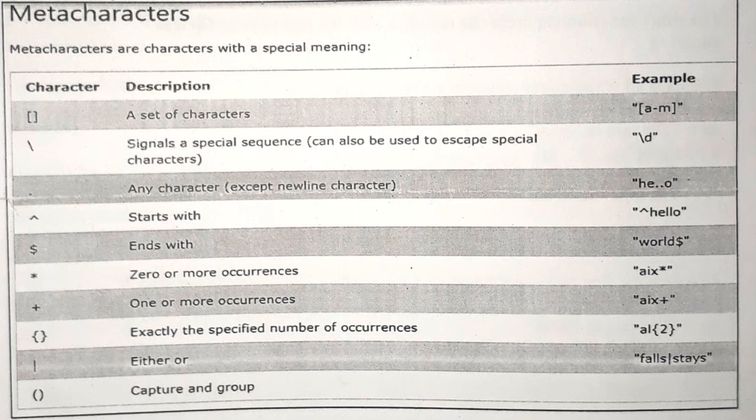The first meta character is square brackets, which indicates a set of characters. Just see the example. Within the square brackets I have specified A to M. The meaning of this is that whatever text we provide should contain characters between A to M. Other than A to M is not allowed.